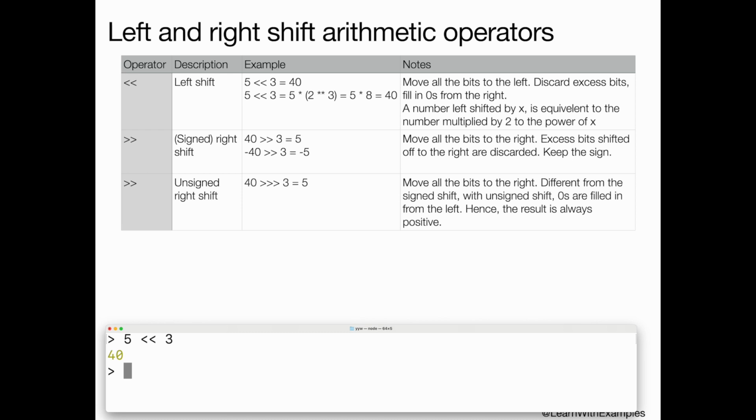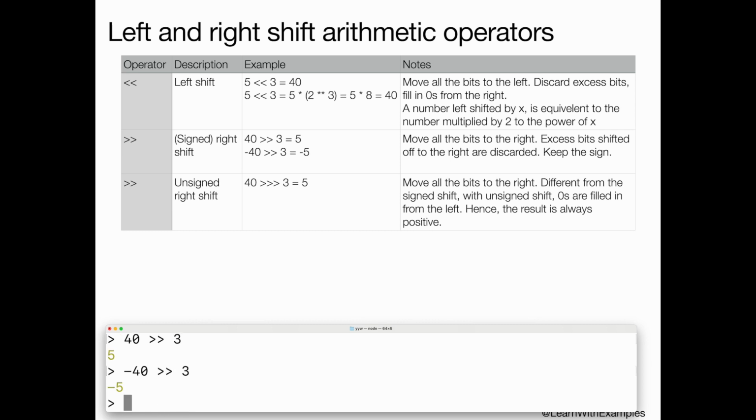Right shift. The right shift operator returns a number whose binary representation is the first operand shifted by the specified number of bits to the right. Excess bits shifted off to the right are discarded, and copies of the leftmost bit are shifted in from the left. This operation is also called sign propagating right shift or arithmetic right shift, because the sign of the resulting number is the same as the sign of the first operand. For example, 40 right shift by 3 equals 5, minus 40 right shift by 3 equals minus 5.